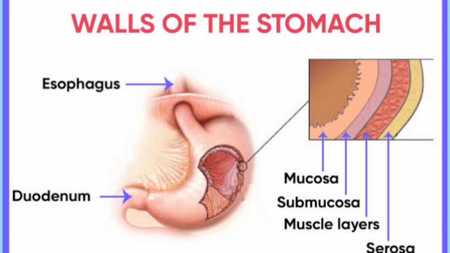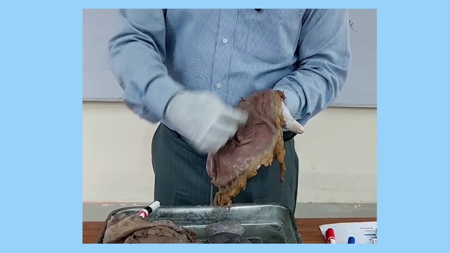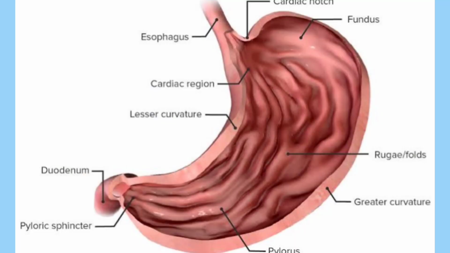the simple columnar epithelium. And if you cut the stomach, you can see the mucosa having different folds like this. They are longitudinal folds. They are called rugae. These folds are there because when the stomach is distended, the capacity of the stomach increases because of these longitudinal folds.